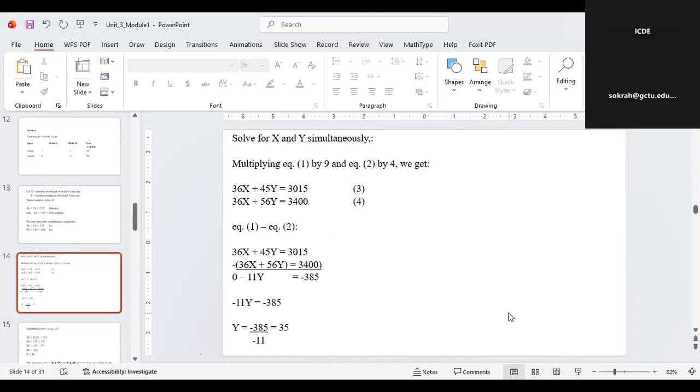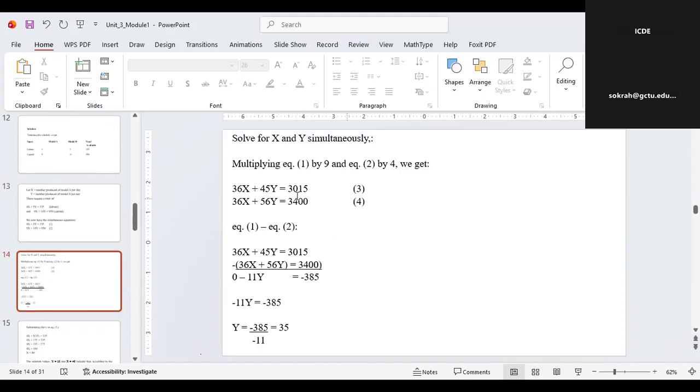So that's what you see on the next page. So that is what has been done here. Now you see that the coefficients of x from the two equations are the same now, and so you can eliminate x.